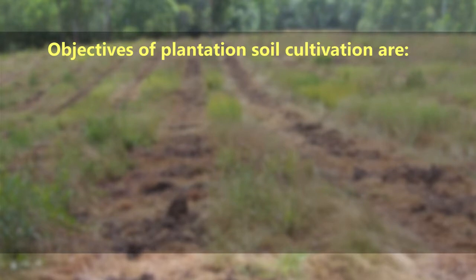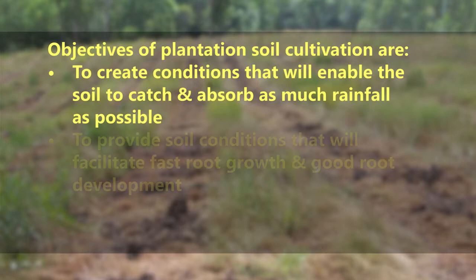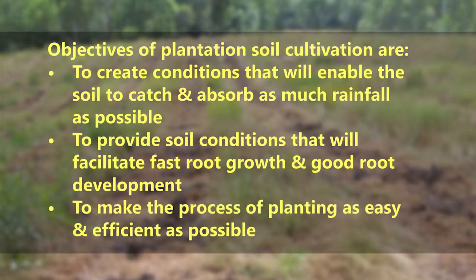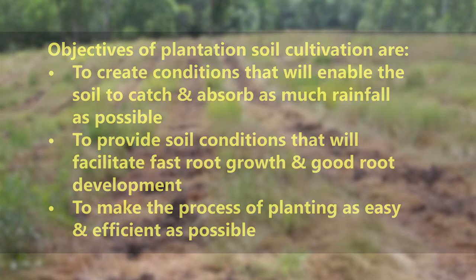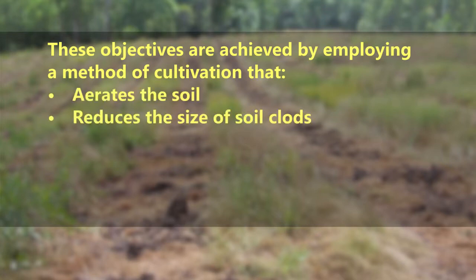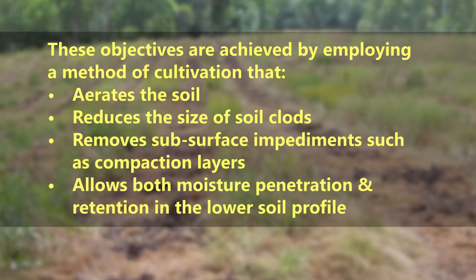The objectives of plantation soil cultivation, commonly referred to as site preparation, are to create conditions that will enable the soil to catch and absorb as much rainfall as possible, to provide soil conditions that will facilitate fast root growth and good root development, and to make the process of planting as easy and efficient as possible. These objectives are achieved by employing a method of cultivation that aerates the soil, reduces the size of soil clods, removes subsurface impediments such as compaction layers, and allows both moisture penetration and retention in the lower soil profile.